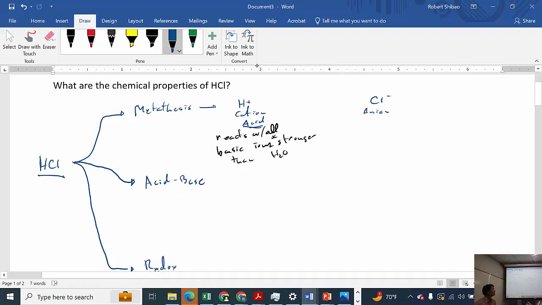So what cations does chloride like? Because metathesis reactions are ion combinations. So if I'm thinking about what cations this likes, then the cation either has to form a precipitate, a gas, or a weaker acid. Well, chloride's not an acid, so skip that. And so think of a cation that reacts with chloride to form a precipitate.